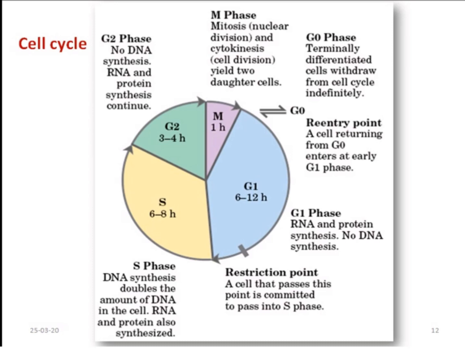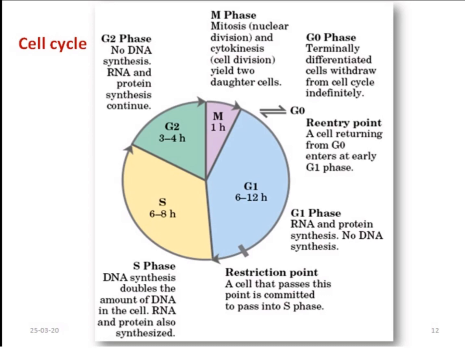Now the S phase, which is the second biggest one, takes 6 to 8 hours to complete. In this, the DNA synthesis actually happens. That's why it is one of the very, very important phases. It doubles the amount of DNA in the cell. RNA and protein are also synthesized. So most of the synthesis work is happening here. You can later find out that most of the drugs act on this particular phase to stop this particular process. Now we go to the next phase, the G2 phase, which comes after the S phase.